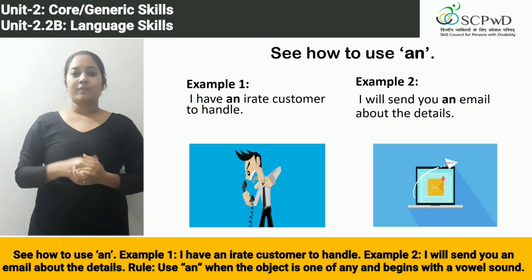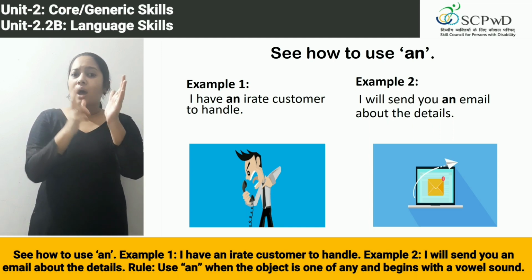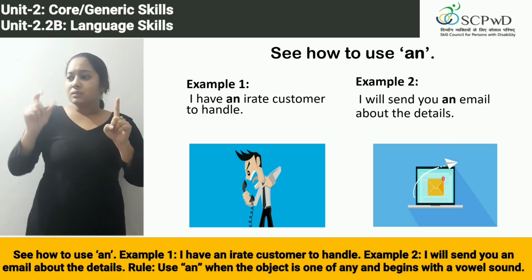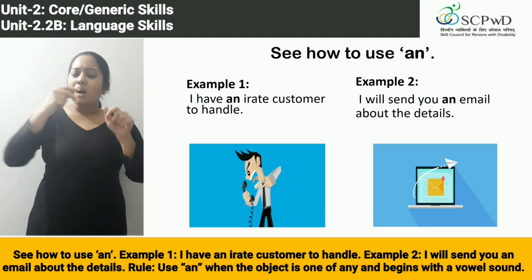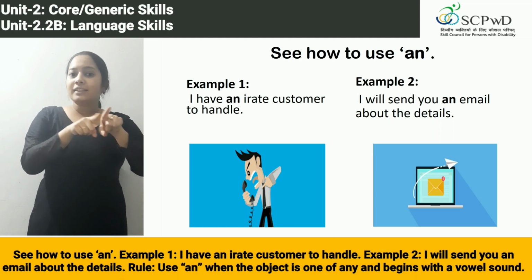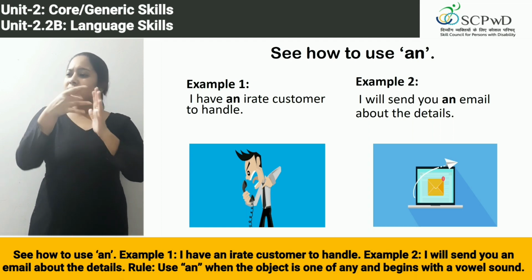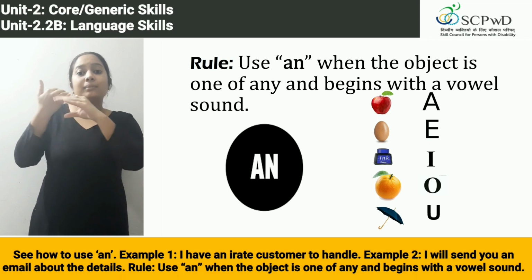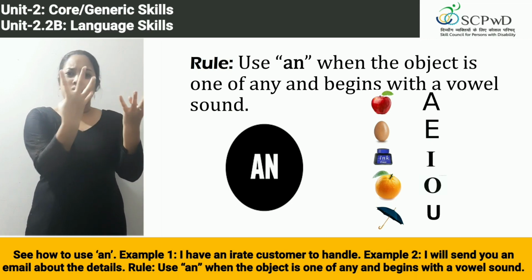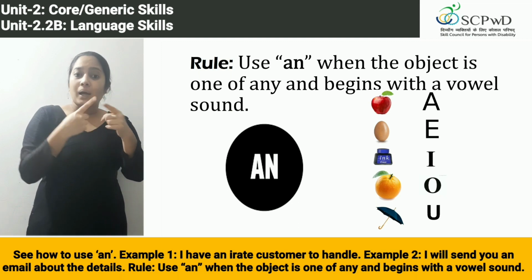See how to use an. Example 1. I have an irate customer to handle. Example 2. I will send you an email about the details. Rule: use an when the object is one of any and begins with a vowel sound.